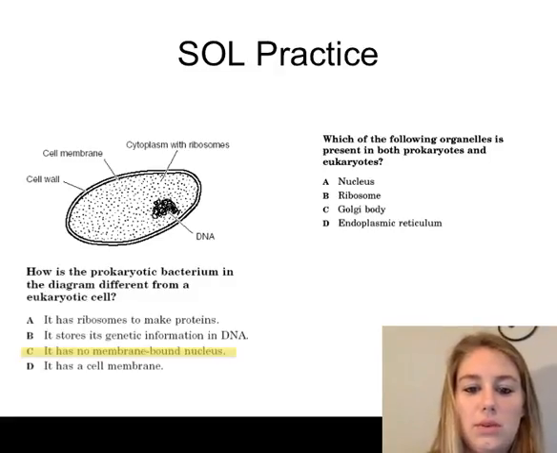The second question: which of the following organelles is present in both prokaryotes and eukaryotes? A, nucleus? Well, we know prokaryotes do not have a nucleus, so that can't be true. Ribosomes, okay, I remember hearing something about that. Golgi body and endoplasmic reticulum. Well, if we go back and look at the last slide, we know that ribosomes is the best answer here.